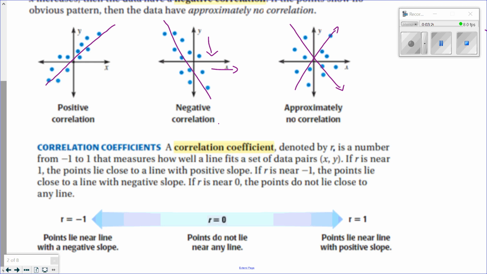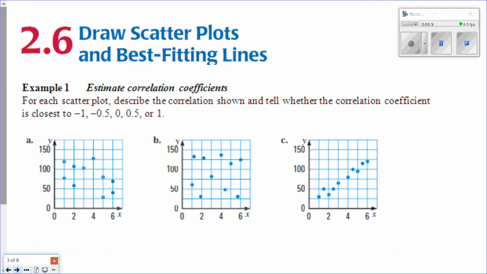And then we see our correlation coefficients. Again, we refer to our correlation coefficient for our linear regression line as r, and it's a number between -1 and +1. So in the first example, it says estimate correlation coefficients. For each scatter plot, describe the correlation shown and tell whether the correlation coefficient is closest to -1, -1/2, 0, 1/2, or 1.